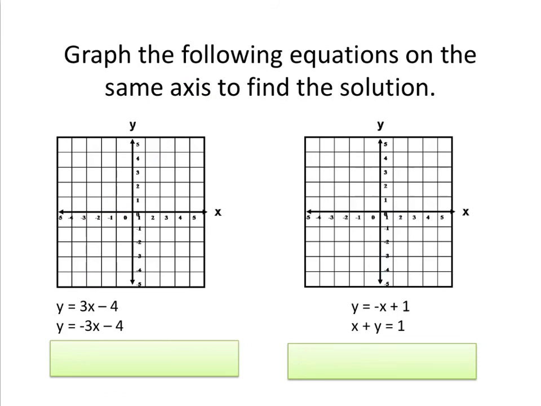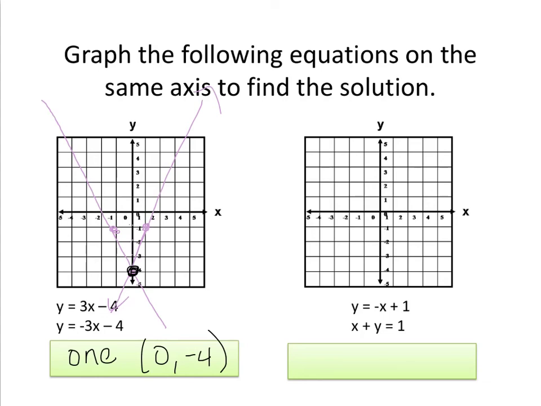Pause the video for a moment and try these two on your own. For this one, you should have started at negative 4. Rise 3, run 1. The other one is again starting at negative 4, except here we have a negative slope. If I rise 3, I'm going to go left 1. I notice that these intersect right here at one point, and that is the point 0, negative 4. That's the intersection point.